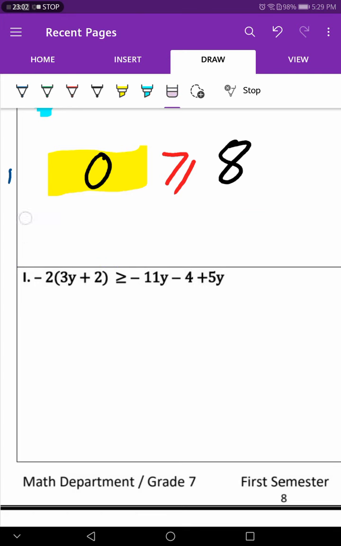Now I reach this inequality statement. Now read it. Is the 0 greater than or equal to 8? Is the 0 greater than or equal to 8? Tell me. The answer is no, it's not. So because of that, you have to say there is no solution.